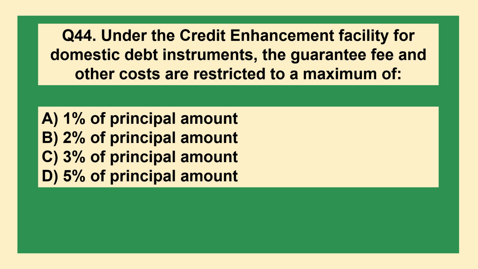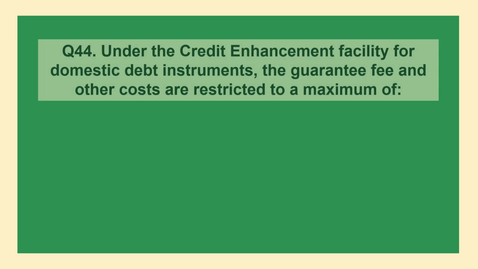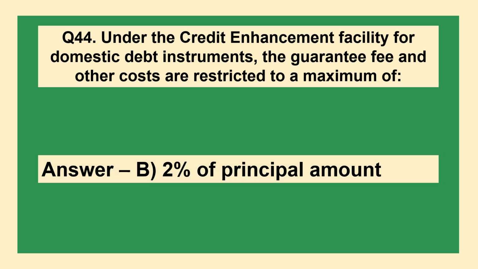Under the Credit Enhancement Facility for Domestic Debt Instruments, the guarantee fee and other costs are restricted to a maximum of option A, 1% of principal amount, B, 2% of principal amount, C, 3% of principal amount, D, 5% of principal amount. The answer is option B, 2% of principal amount.